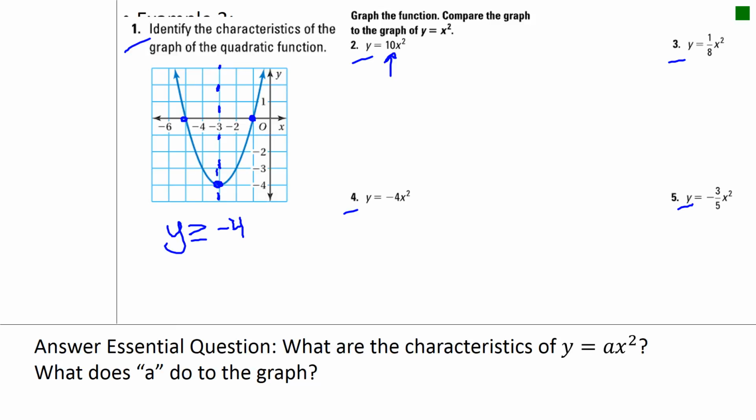All right, when you're comparing these four, number 2, compared to x squared, got skinnier, stayed the same smiley face, but got skinnier. 1/8 made it get wider. -4 made it flip, so it's a frowny face, and it got skinnier. And -3/5 made it flip, so it's a frowny face, and it got wider as well. All right, go ahead and answer your essential question and go take that checkpoint.